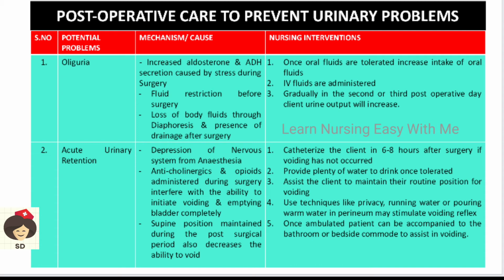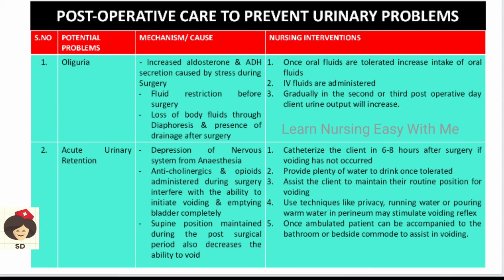So here, once the patient is tolerated, we have to tell them to take more oral fluids. IV fluids have to be administered. When the patient is on the second and third post-operative day, the urine output will automatically increase. And the patient may have urinary retention. This is due to the effect of anesthesia. The micturition reflex will be lost, so the patient will not be able to pass urine. Also anticholinergics and opioids prevent the initiation of voiding. And also, the lying position is not his usual routine position, so urine may not come out.